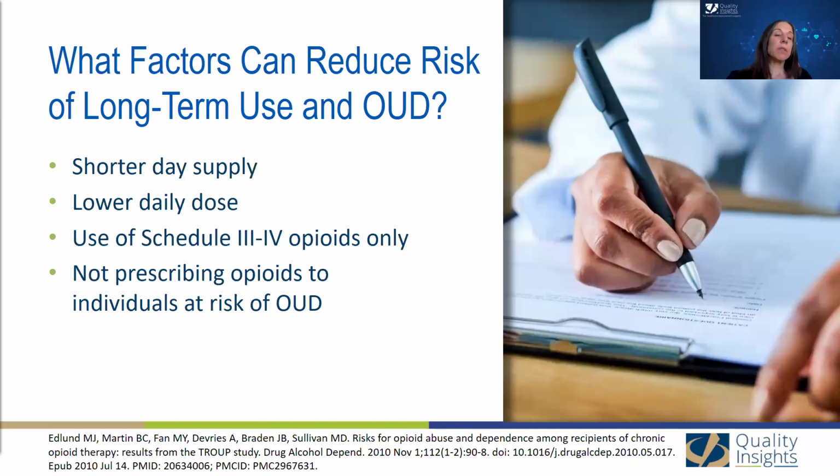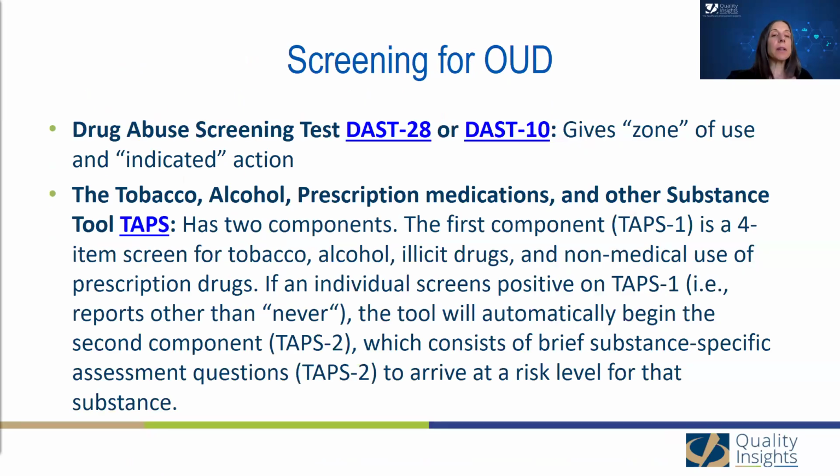So how can we reduce risk of long-term opioid use and opioid use disorder? Shorter day supply, lower daily dose, and not prescribing opioids to individuals at risk of opioid use disorder. So really important. The previous screening tool is for screening individuals who are at risk of developing opioid use disorder. If we have an individual who has a diagnosis of opioid use disorder, we can use the Drug Abuse Screening Test, which is the DAST-28, DAST-10, and this gives zones of use. It also gives some indicated actions.